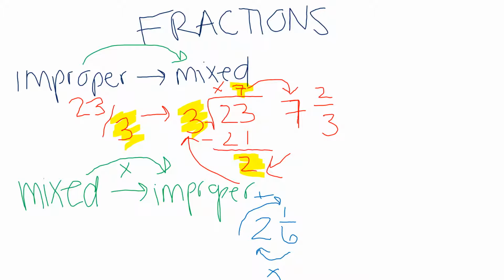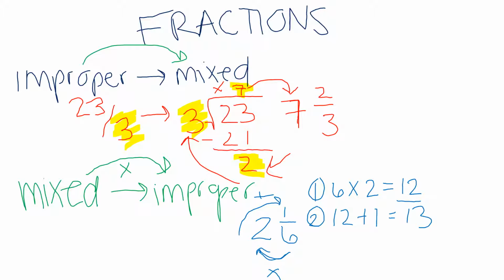So our first step is we take our denominator, 6, and multiply it by our mixed number, 2. That gets us 12. We're not out of the woods yet. Then our second step is to take this answer, 12, and add our numerator, which is 1, and we get 13. You're probably thinking that's not a fraction. But this number is now our new numerator.